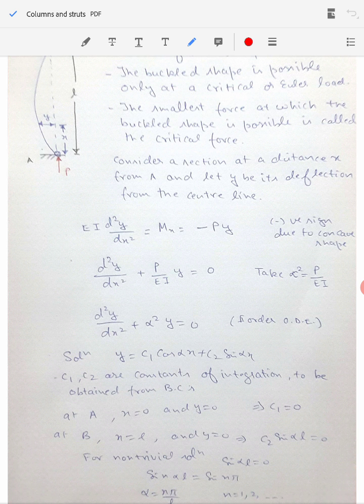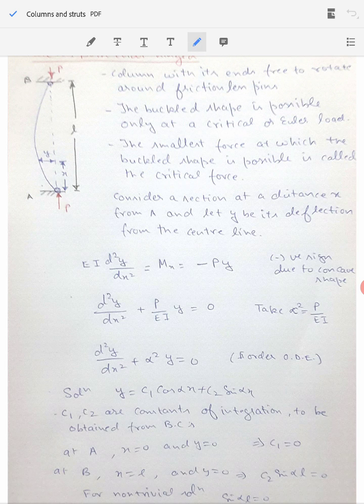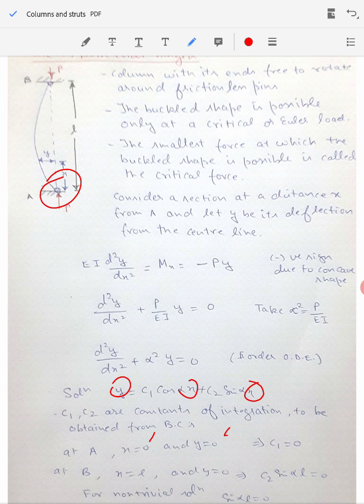Now let's determine the value of C1 and C2. Let's start with the point A. At point A, that means at this point here, x is equal to 0 and deflection is also 0. There is no deflection because it is a hinged end. Y equal to 0. If I substitute x equal to 0 here and put y equal to 0, cos 0 will be 1, sin 0 will be 0. So this is going to give me C1 equal to 0. So the first constant is C1 equal to 0.